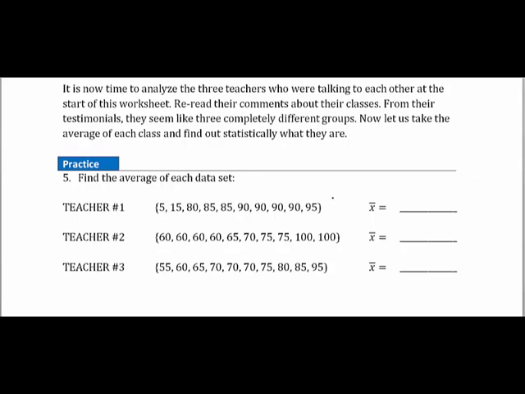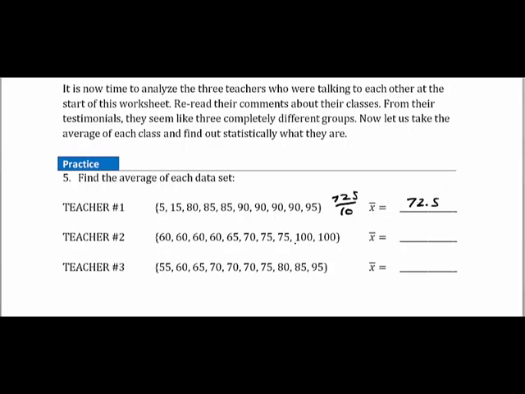Well, it turns out the sum of these numbers is 72.5, or sorry, 725, I apologize, let me erase that decimal there. And 725 divided by 10 is 72.5, or a C- average.